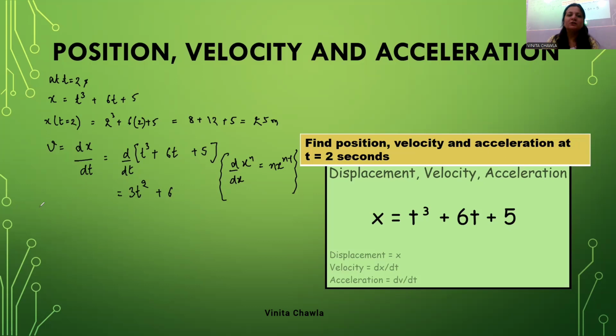So velocity at t equal to 2 seconds is, put the value: 3 into 2 square plus 6. So you'll get 2 squared is 4, 3 fours are 12, 12 plus 6 is 18, and it is in meter per second. मेरा नंबर का आंसर सबसे पहले आया. आपने बोला ना 18.